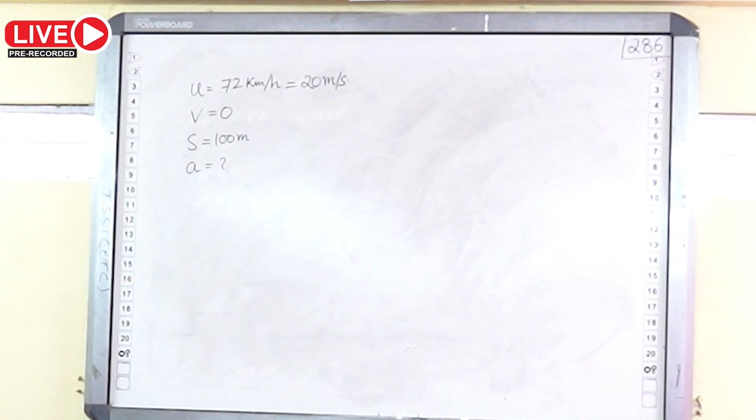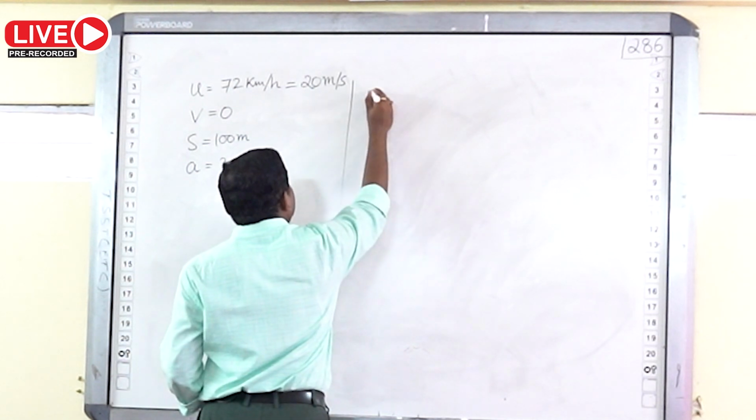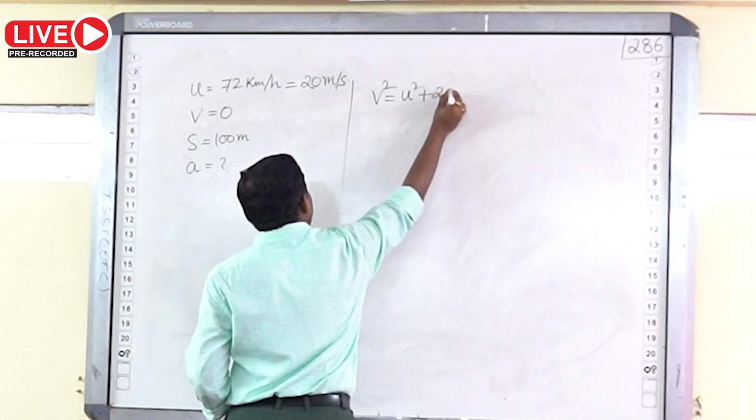Can I use V equal to U plus AT? No, because information of time is not given in the problem. That's why we cannot also use S equal to UT plus half AT square, because this equation also requires the value of time, that is not given. Then come to the third equation. Time is not required in that equation. That is V square equal to U square plus 2AS. So we will use this equation.